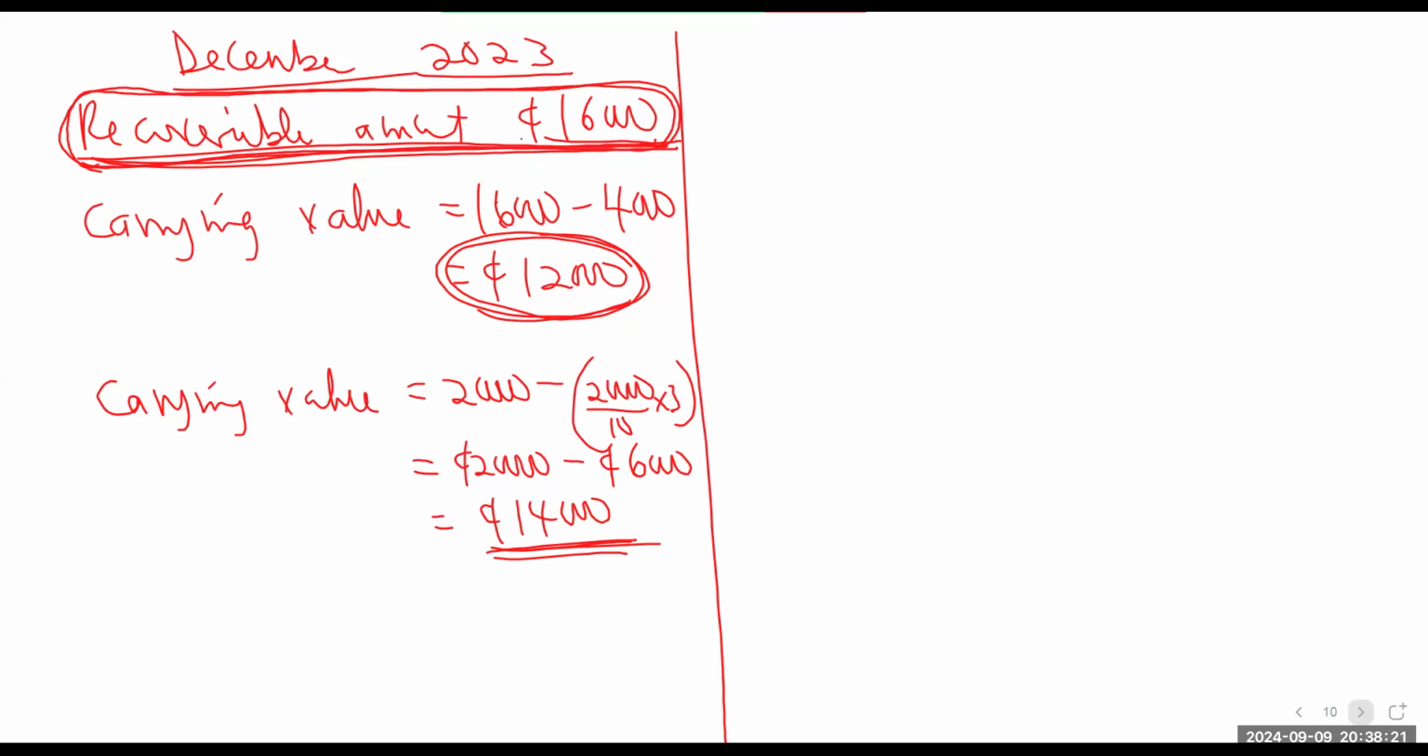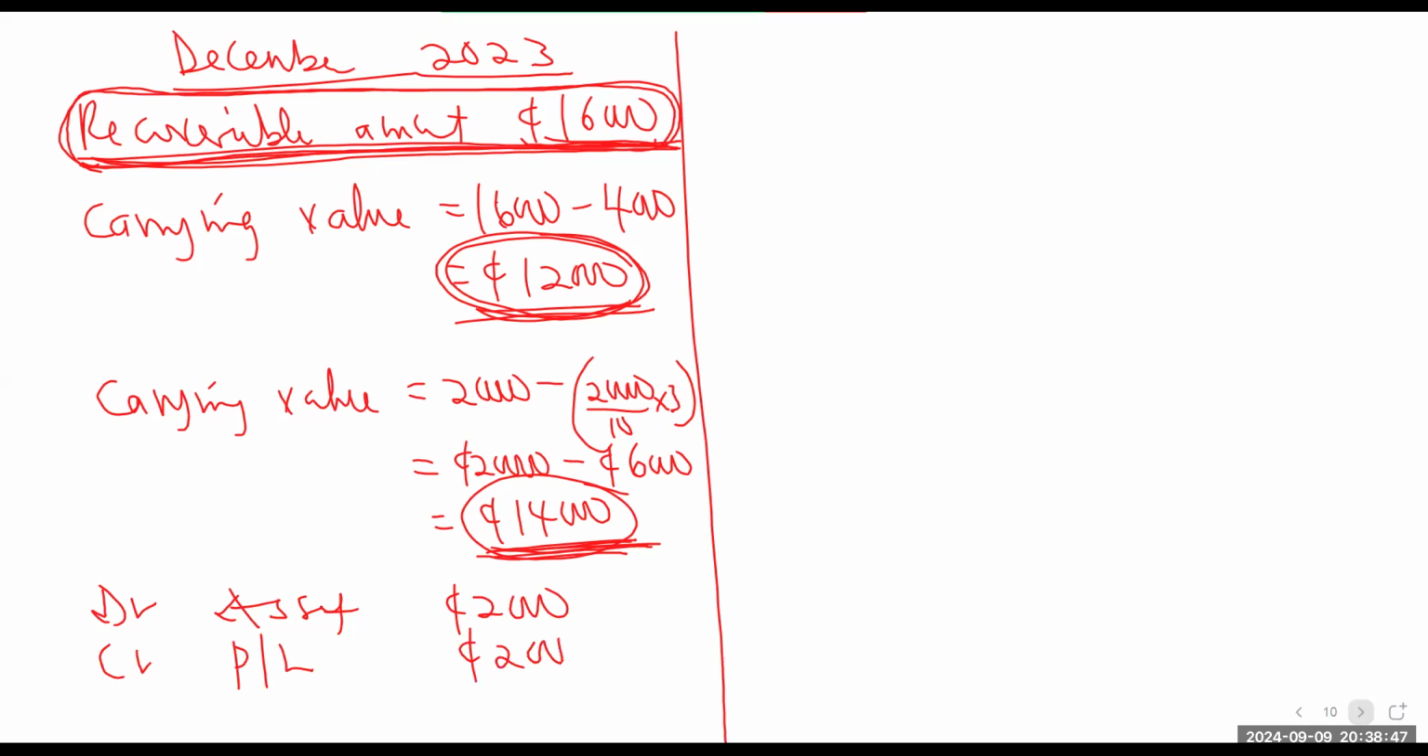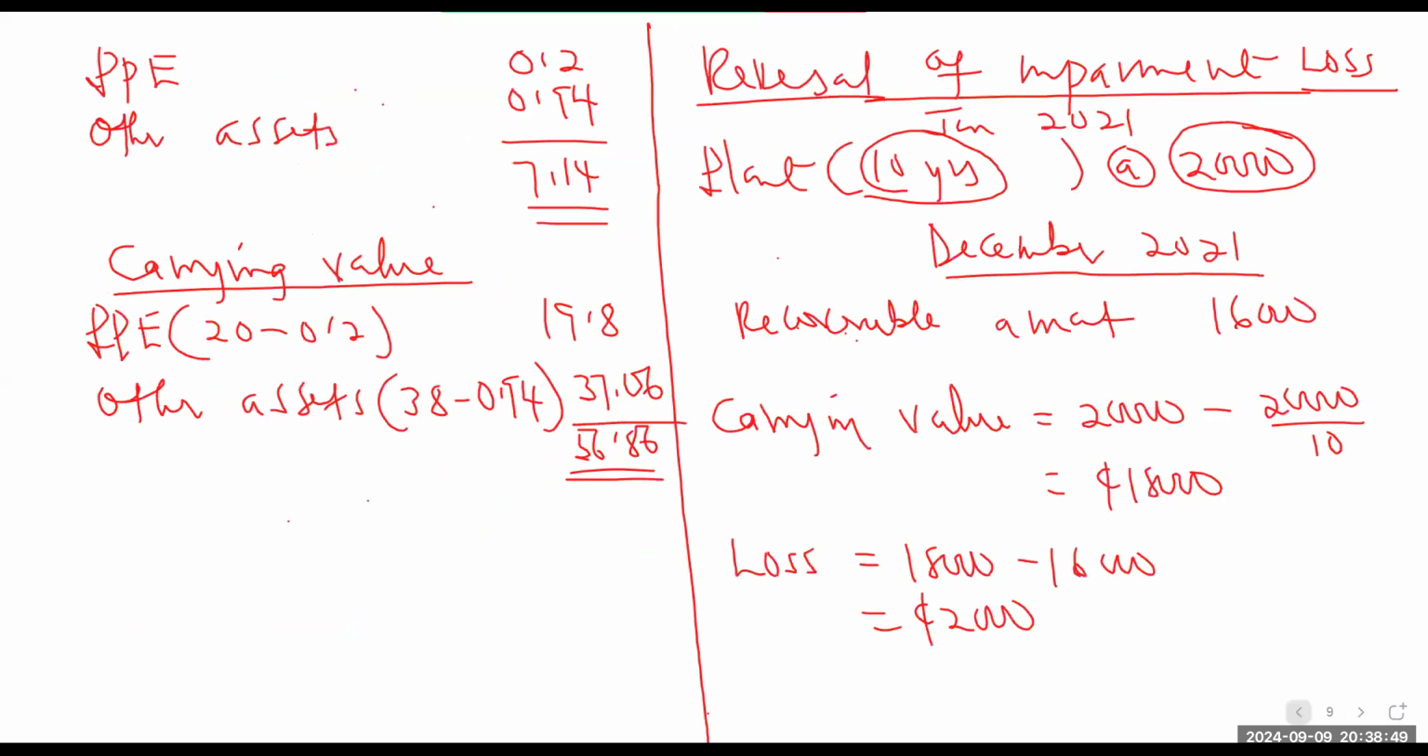Now, they have given you a recoverable amount at this day. So what should have been the carrying value? The carrying value would have been 14,000. But what is the carrying value in the books of the entity? 12,000. So what do we need to make it now 14,000? We add back. So you debit the asset with the 2,000. Then you credit what? Credit P&L. That is the reversal of the impairment. So this is how we go about the reversal of the impairment.